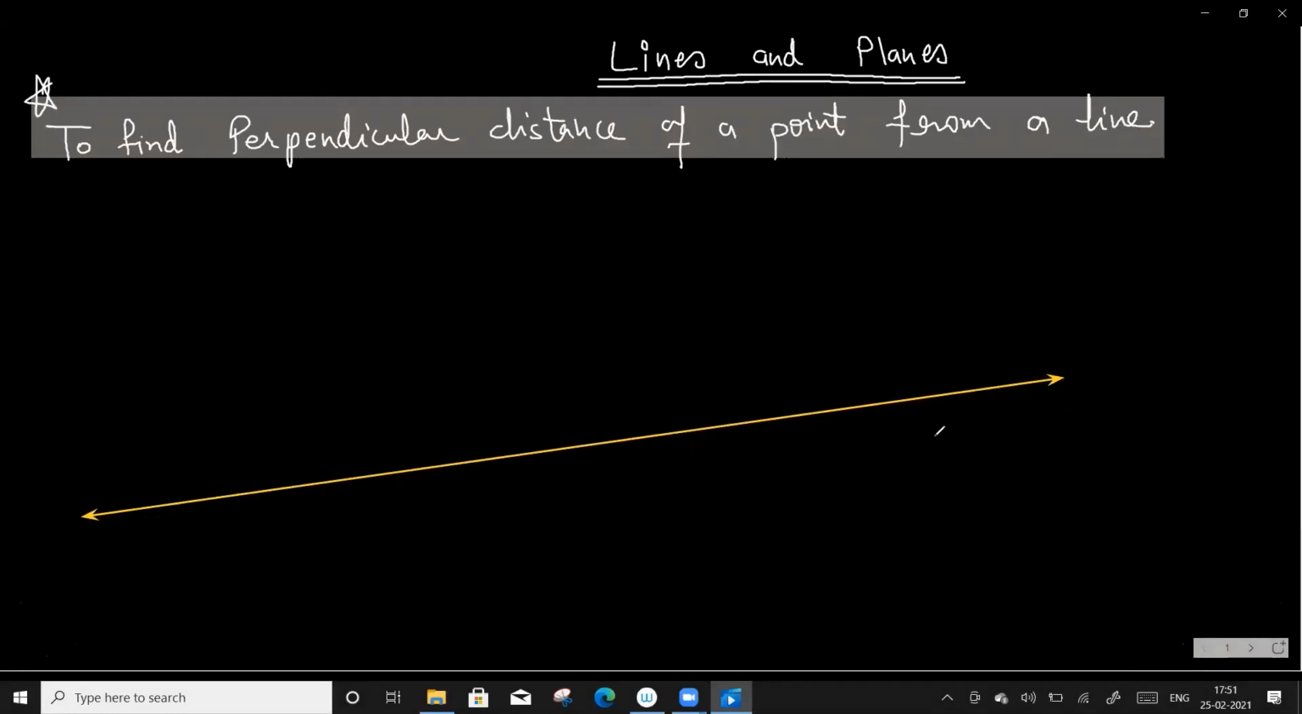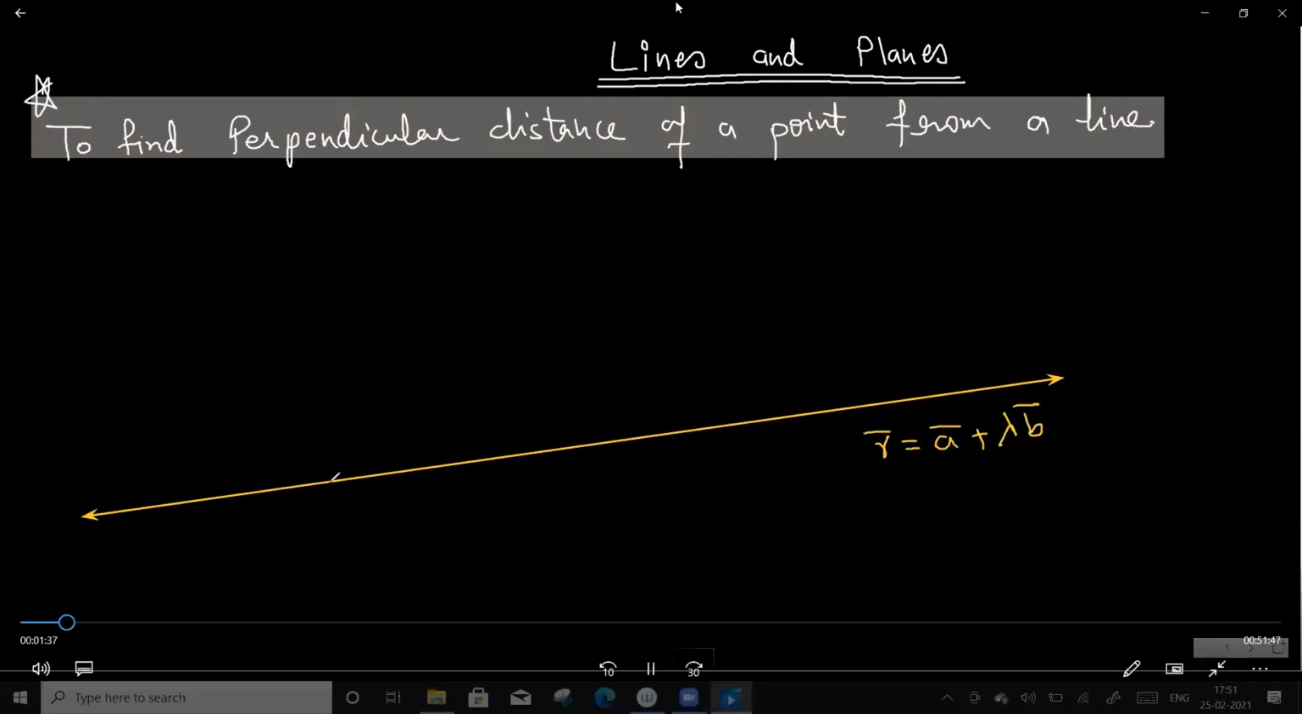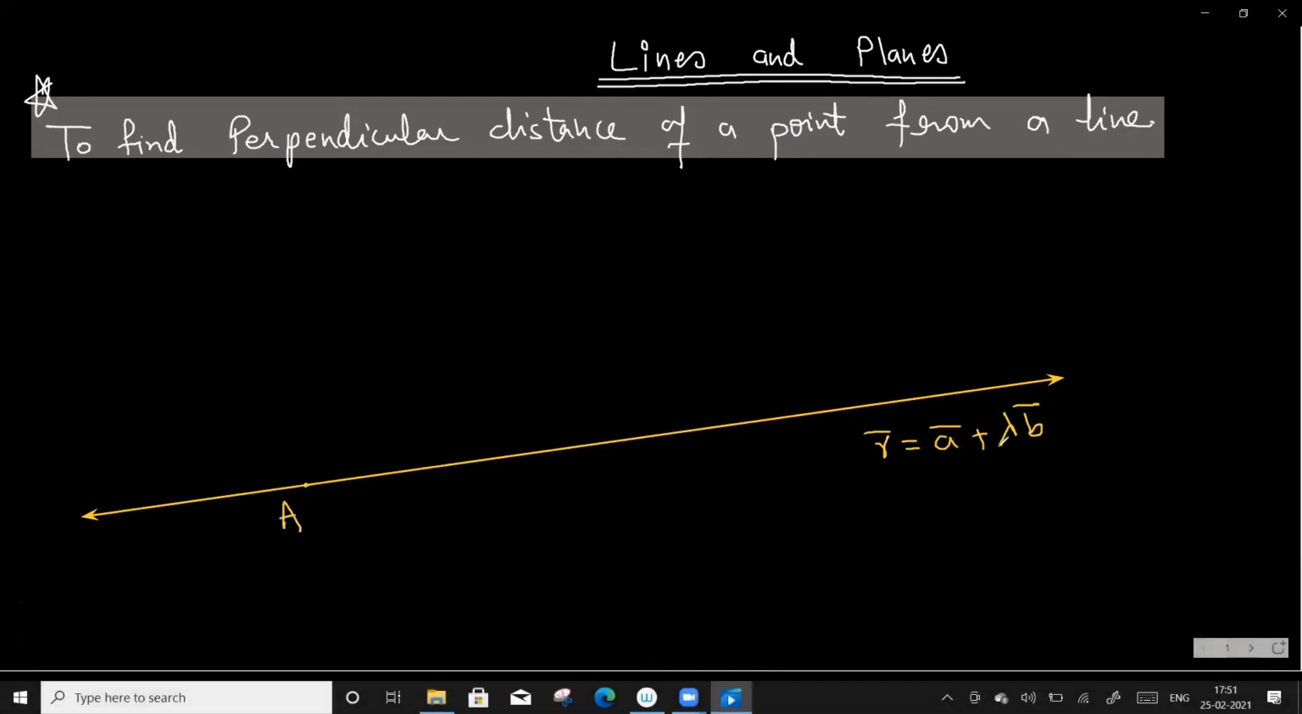So let the equation of this line be r bar equals a bar plus lambda b bar. Now you understand what these are? There would be somewhere a point A, and the position vector of that point is a bar. And what is b bar? b bar is a vector parallel to this line. So r bar equals a bar plus lambda b bar.